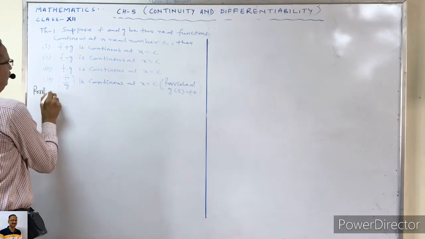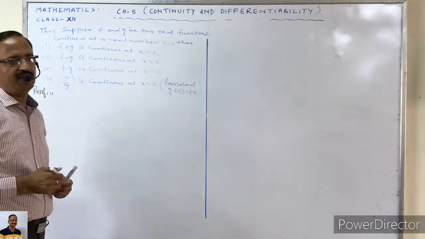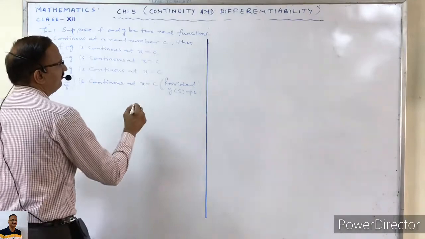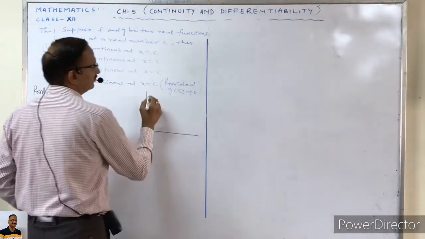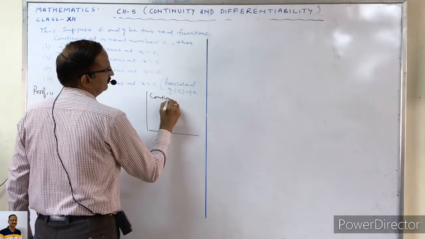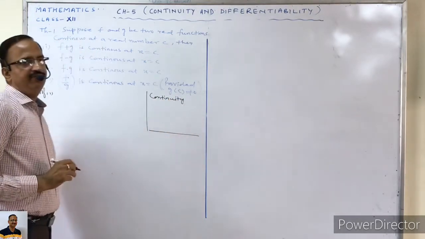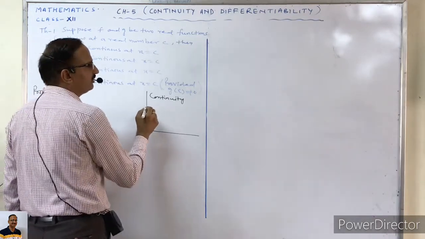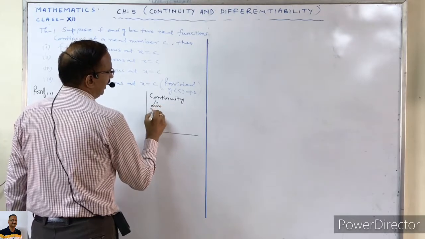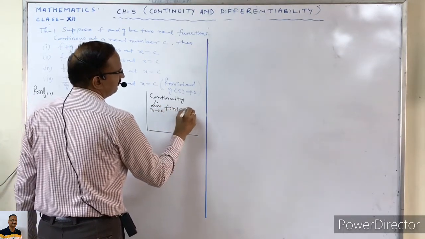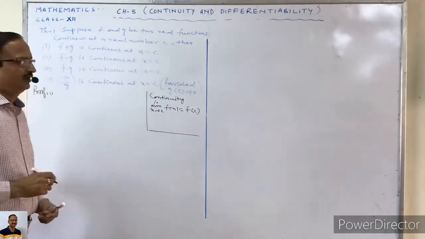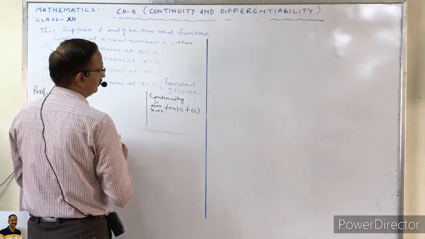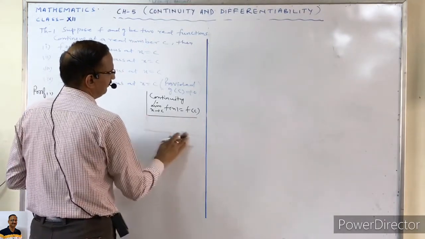Proof of the first part. Before we start this, let us define continuity. By the definition of continuity, we know that if f is a function which is continuous at x equal to c, then limit x tends to c, f(x) equals f(c). When these two are equal, we can say that the function is continuous. So we will use this definition.